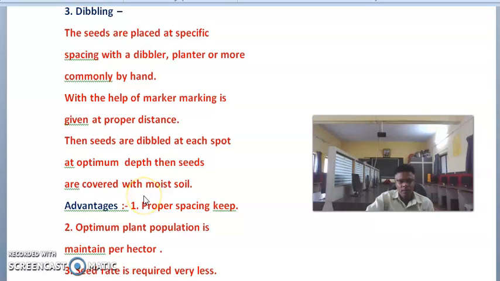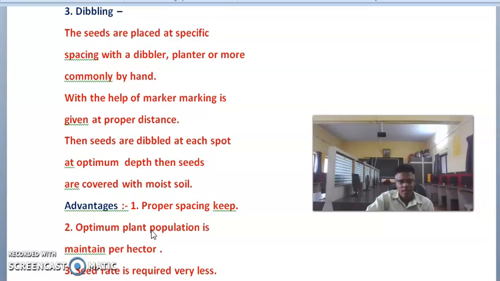To follow this method, marking is first given at the proper distance which is required for each crop. Then at each cross point, one or two seeds are dibbled at optimum depth up to the moist zone, and after that the seed is covered with soil.